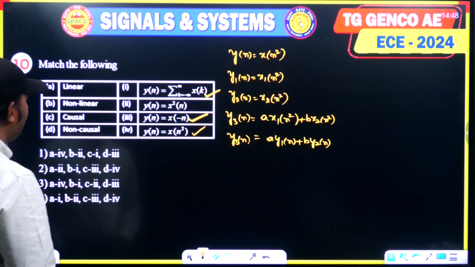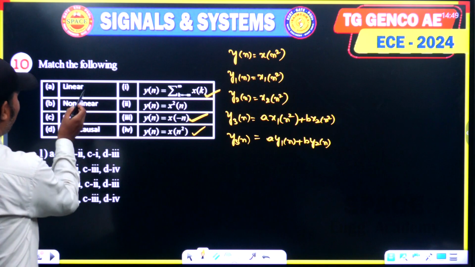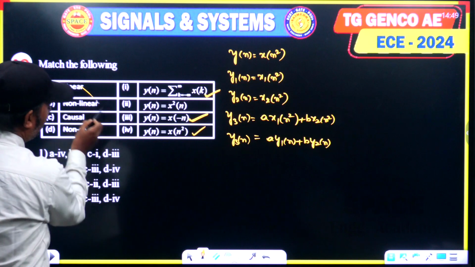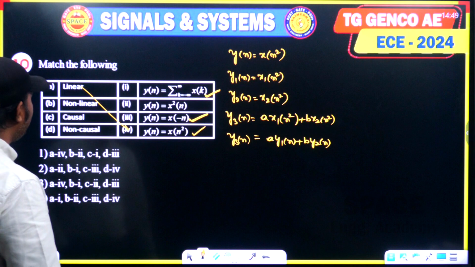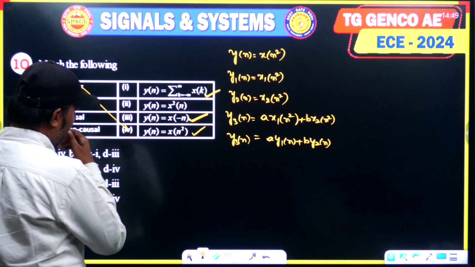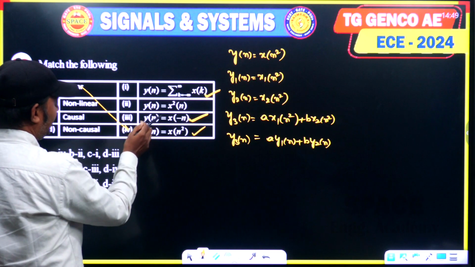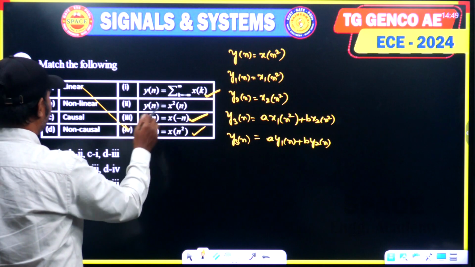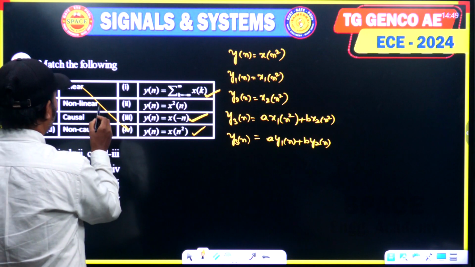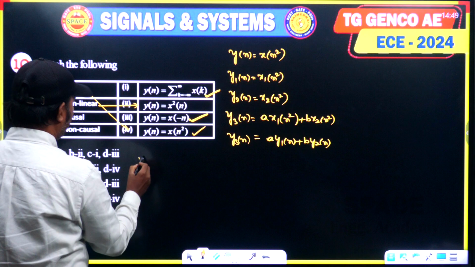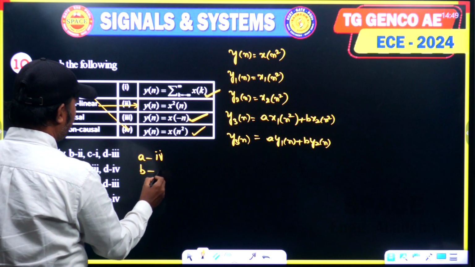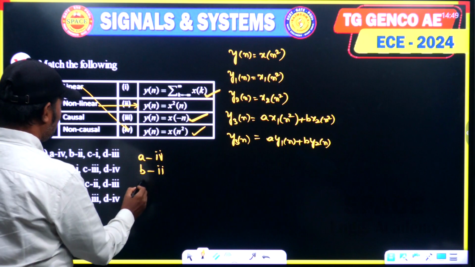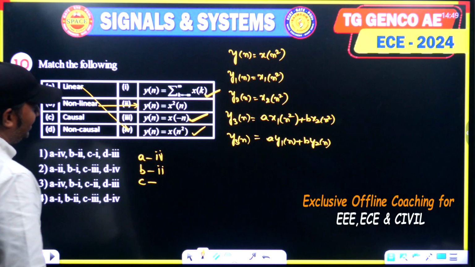So we will do one thing, let us map A to 4. Non-linear means, here this one is linear, this one is linear, this one is linear. Non-linear is x square of n. So A4, B2, C. Causal he is asking.